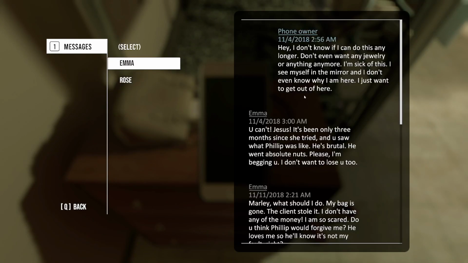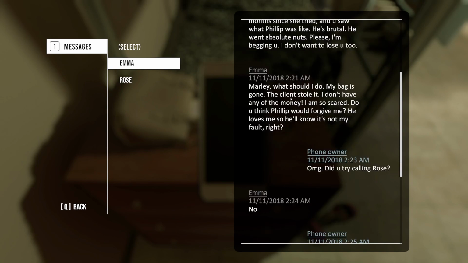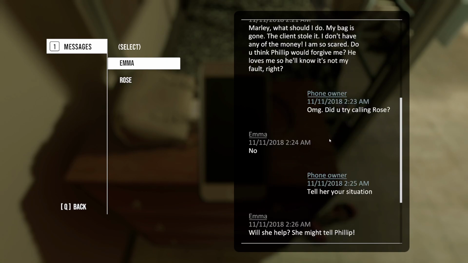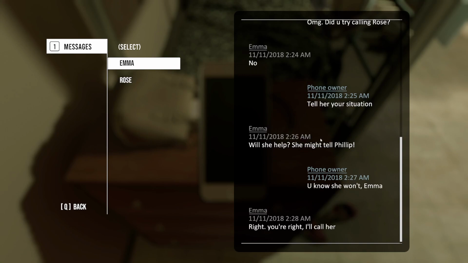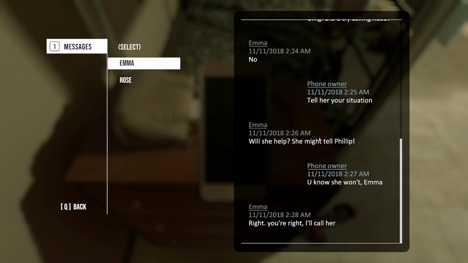Messages. Emma was panicking. You can't. It's been only 3 months since she tried, and you saw what Philip was like. He's brutal. He went absolutely nuts. Well. So Emma is taking... Oh my god, did you try calling Rose? No. Tell her your situation. Will she help? She might tell Philip. You know she won't, Emma.